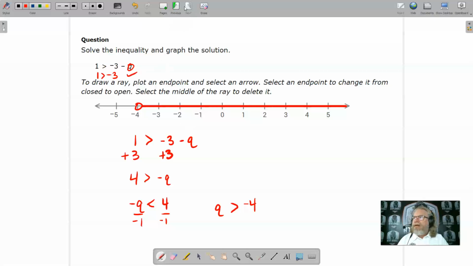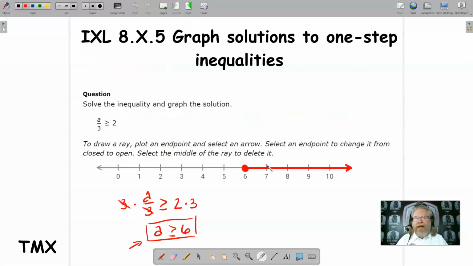And I'll be doggone, I look up and I don't have any more problems. That concludes all of my examples for IXL 8.X.5, graph solutions to one-step inequalities. Good luck with your activity.